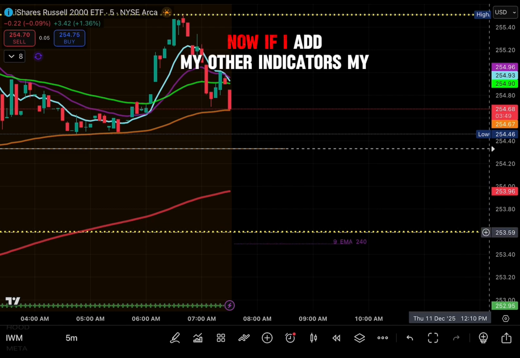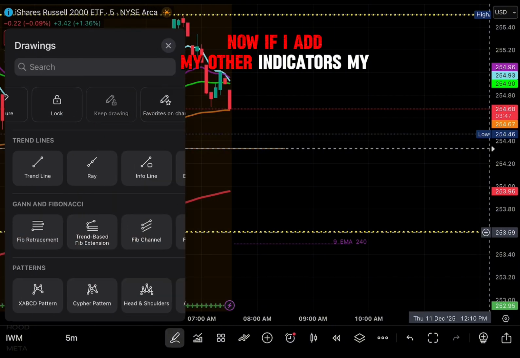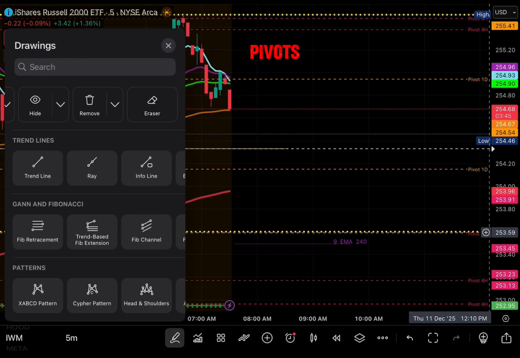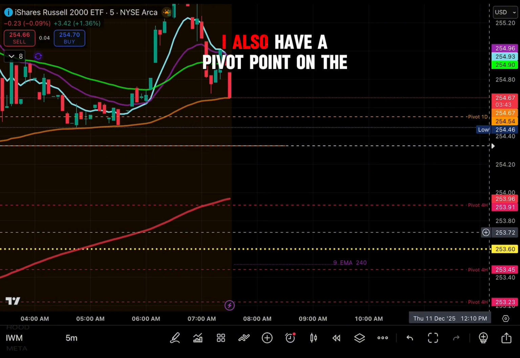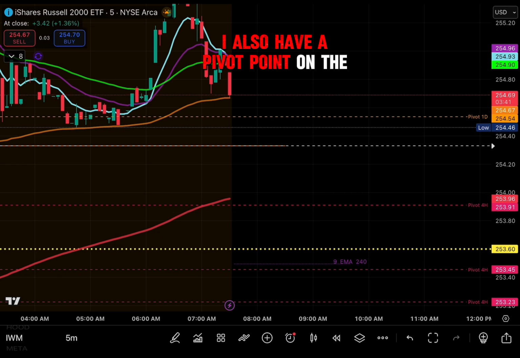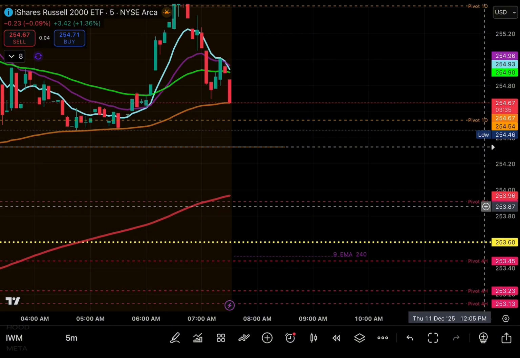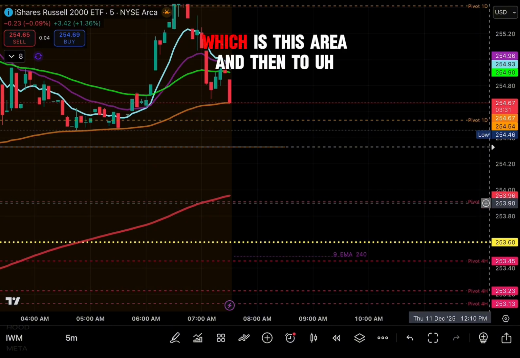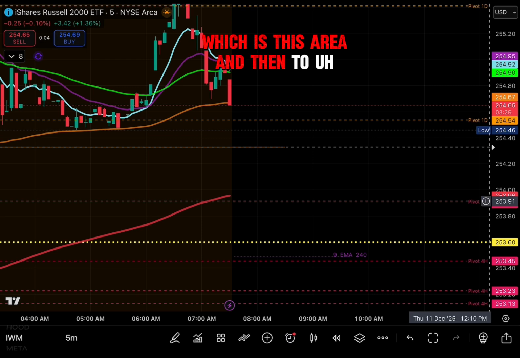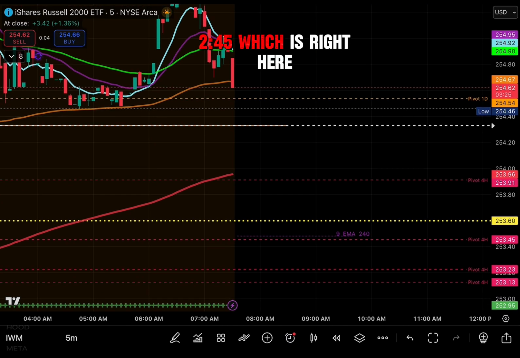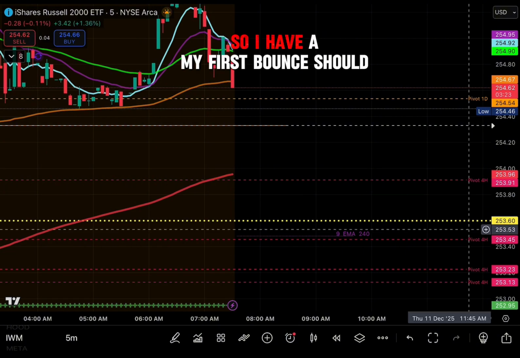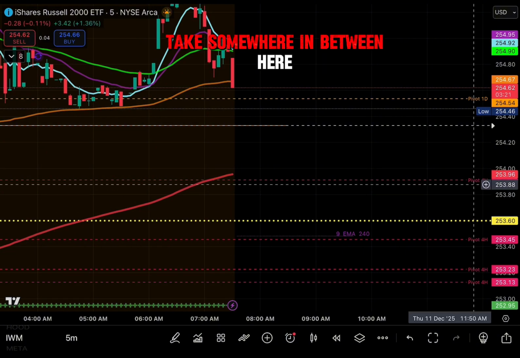Now, if I add my other indicators, my pivots, I also have a pivot point on the 4 hour right here, and also a pivot point on the 4 hour right here. So my first bounce zone would be 253.91, which is this area, and then to 253.45, which is right here. So I have my first bounce should take somewhere in between here.